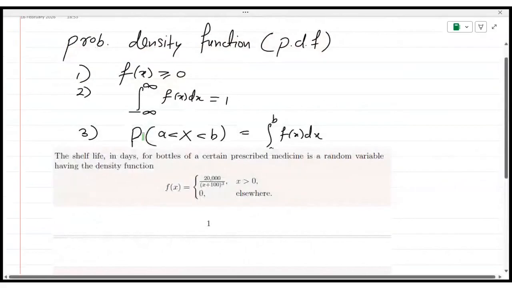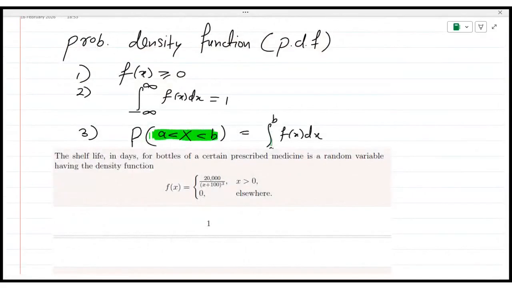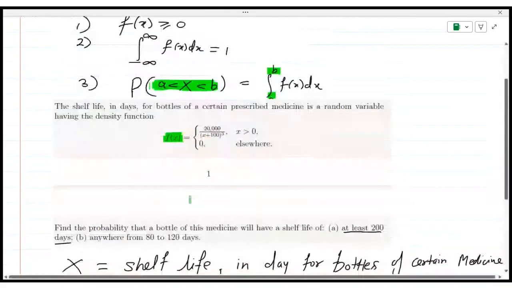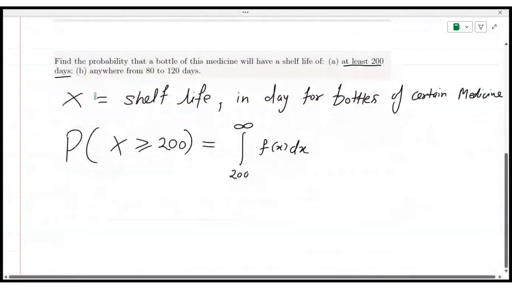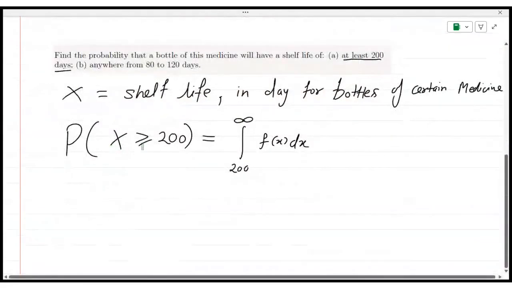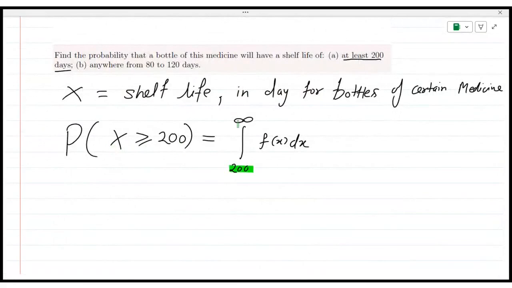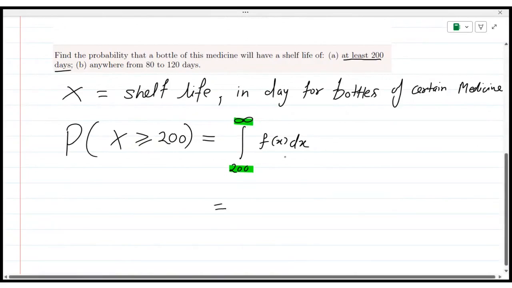Everyone can see if we want to find the probability that x is between a and b, we have to do integration from a to b of the probability density function. So here the density function was given and we were asked to find the probability that the shelf life of the medicine will be at least 200 days. So we have to find the chance that x will be greater than or equal to 200. Greater than or equal to 200 means minimum value is 200 and maximum can be anything, so till infinity. Now, what is the function? So we have to do integration from 200 to infinity.